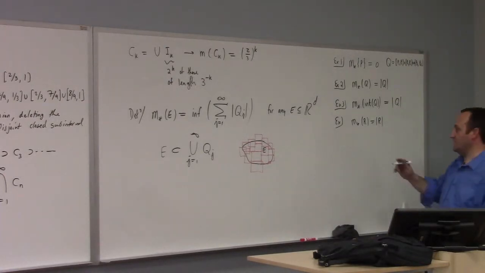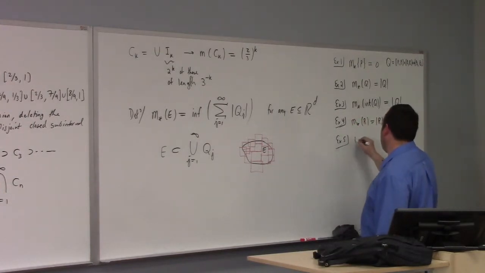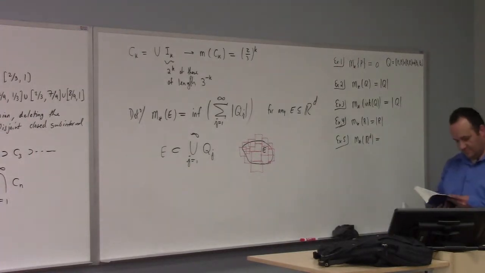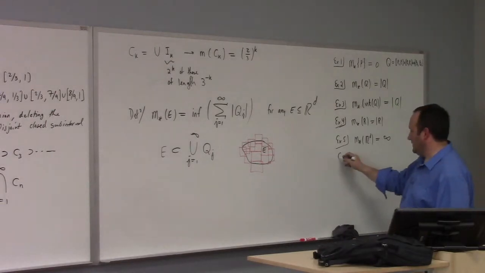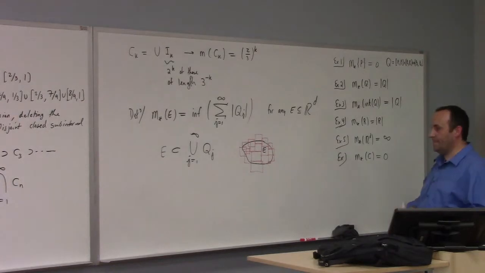The exterior measure of all of R^d is, what do you think? Infinity, right? And example 6, the exterior measure of the Cantor set is 0.